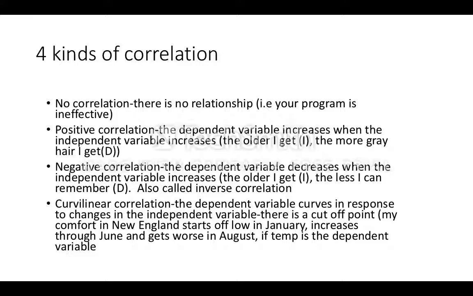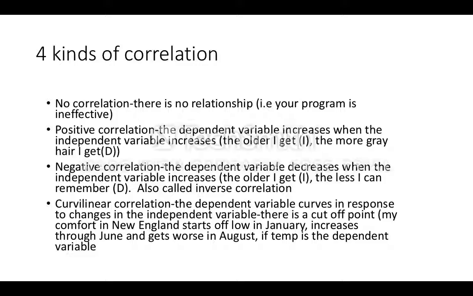The final kind of correlation, which we see less, is called curvilinear correlation, which means that the two variables move together until we get to a critical cutoff point, at which point the relationship between the variables changes. So, for example, a really good example is my happiness level and my cousin crashing on my couch. In this example, my happiness level is the dependent variable, and the number of days my cousin has slept on my couch is the independent variable.